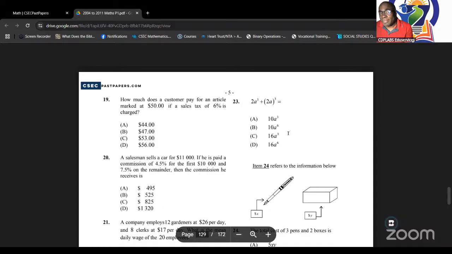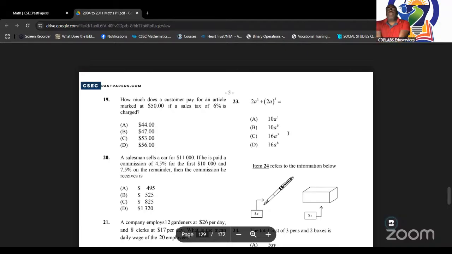Will be what? It would be 0.5. Good. And then we apply 6% of, and that would have been 3. Therefore, the answer is 53.00. Good. Very good.